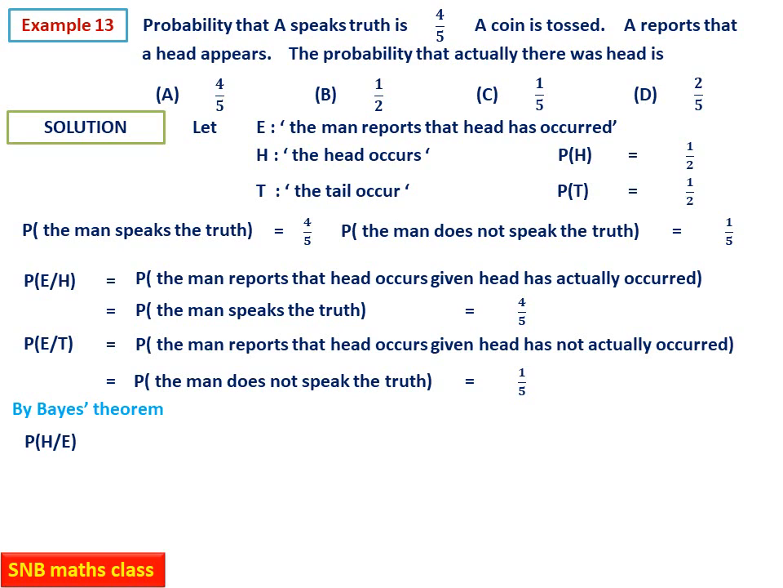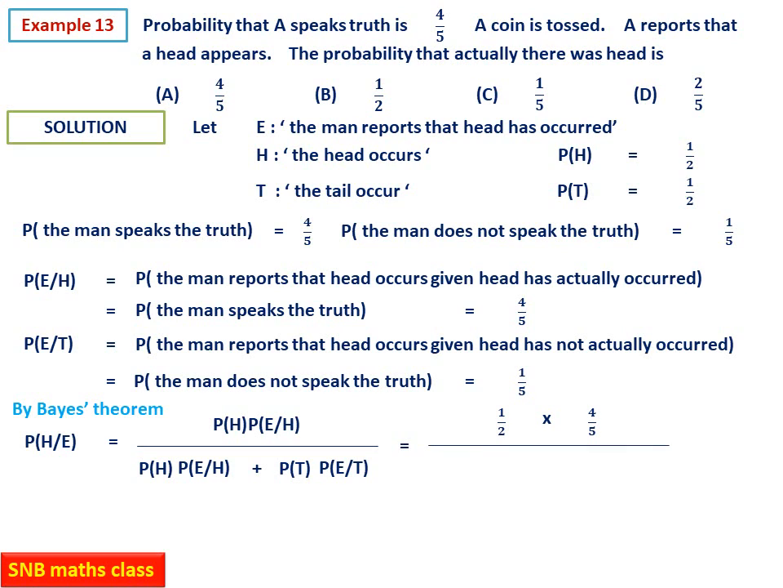Now it is very simple. By Bayes theorem, what is asked is probability H given E. So that is equal to probability H into probability E given H divided by probability H into probability E given H plus probability T into probability E given T. So this will be equal to 1 by 2 into 4 by 5, divided by 1 by 2 into 4 by 5 plus 1 by 2 into 1 by 5. When you simplify, you get 4 by 5. Therefore, option A is the correct answer. So this is the first multiple choice question in this exercise.